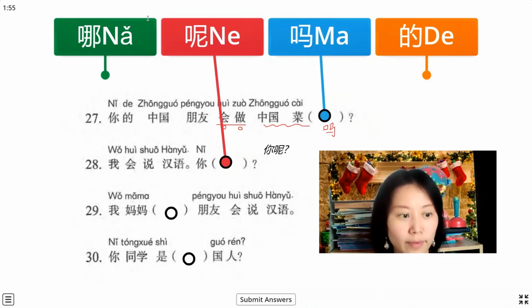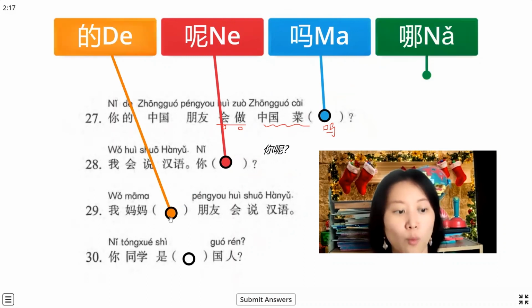The next one is 我妈妈, my mother, and 朋友, friend. They both are people. And this one says my mother's friend. We can say 我妈妈的朋友, and we use the 的 to say my mother's friend. Okay. 我妈妈的朋友会说汉语, my mother's friend can speak Chinese.